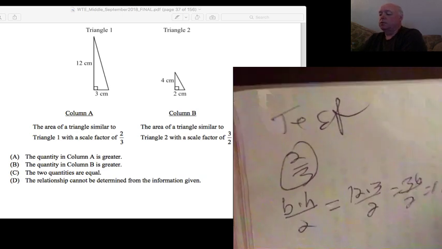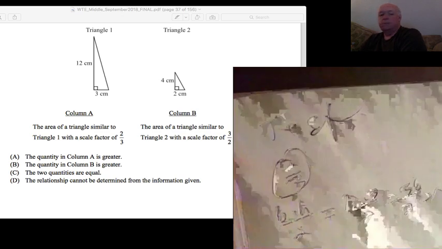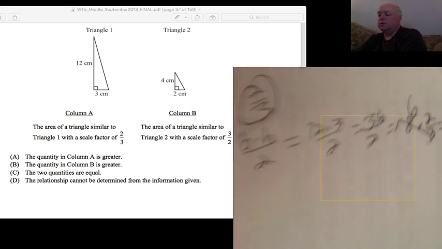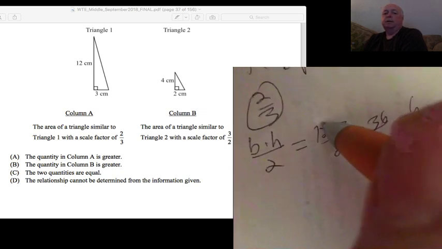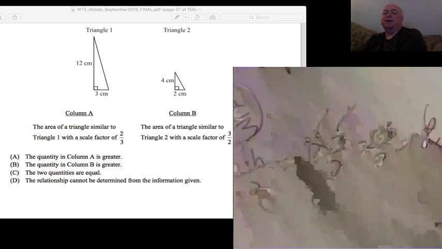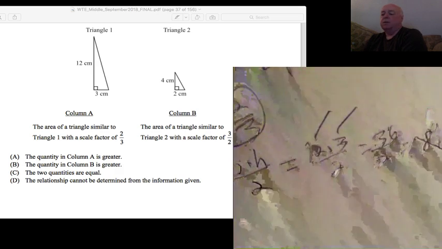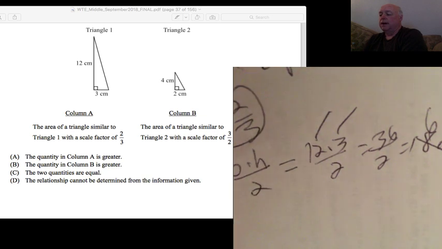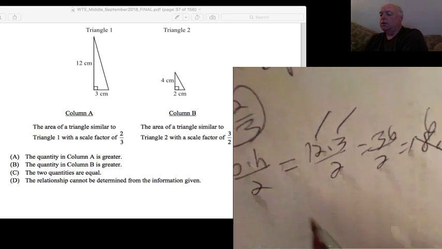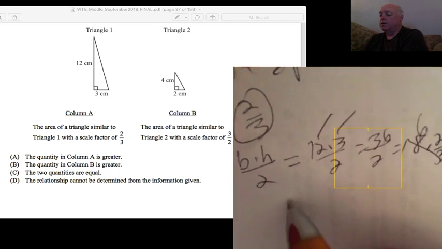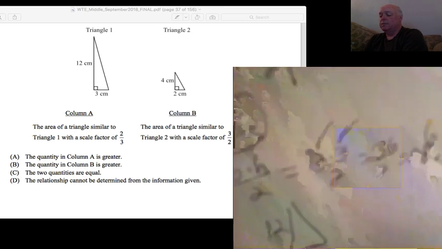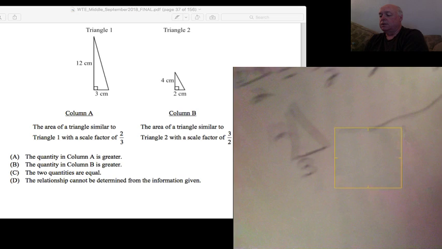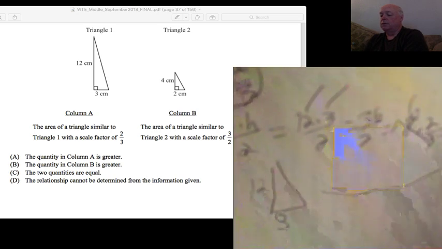But that's wrong, because the 2/3 needs to be applied to the sides. The area is being squared: it's 12 times 3, and we get centimeters squared. So we need to apply the scale factor twice. If we have the triangle, and this is 12 and this is 3, we don't apply the scale factor to the area. We apply it to each of these sides. So we need 2/3 of 12 and 2/3 of 3.